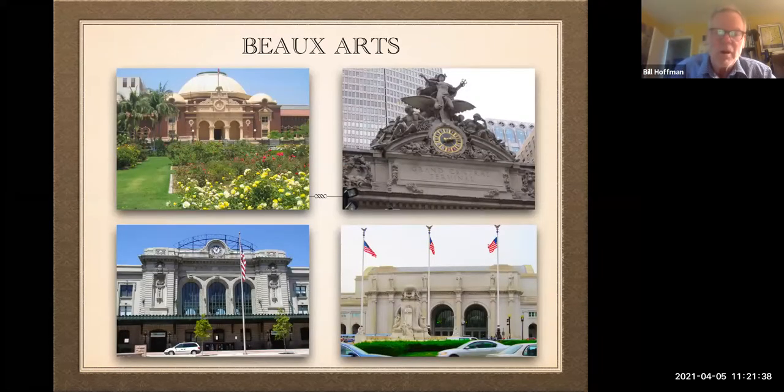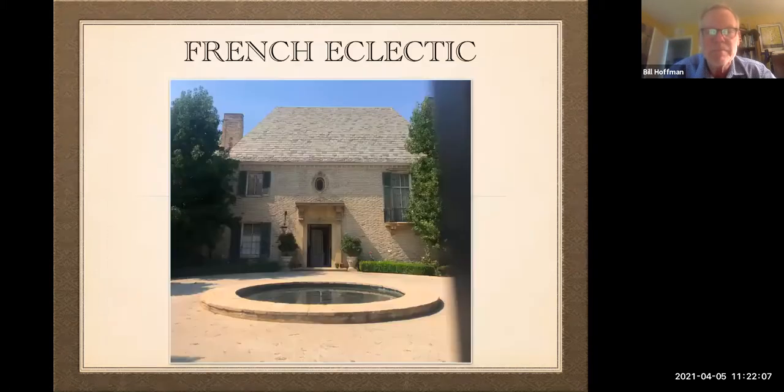Train stations would often be classical Beaux-Arts style. You can see in the top left, the statuary. This is the Natural History Museum in Los Angeles. On the right is Grand Central Station in New York. Look at the statuary. The Denver train station on the left and the DC train station. Large courthouses, libraries, museums, train stations would often be Beaux-Arts style.